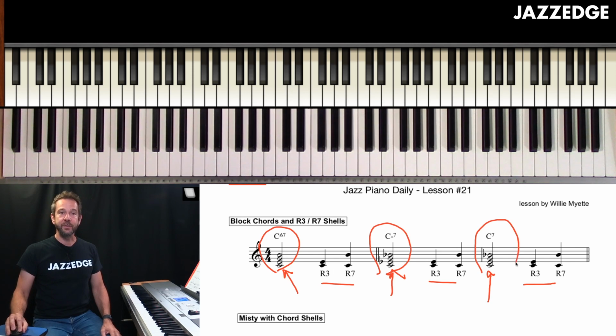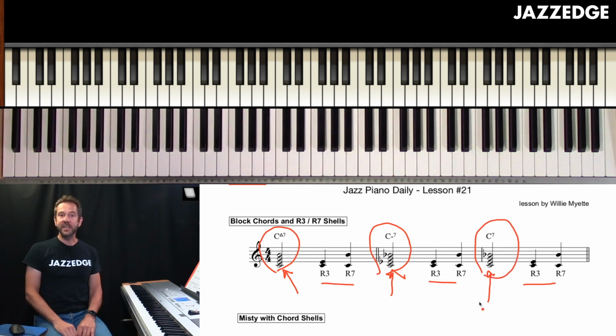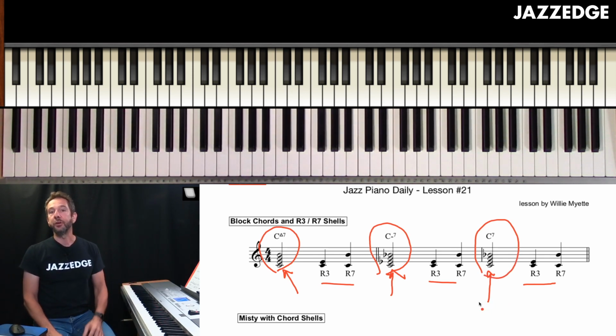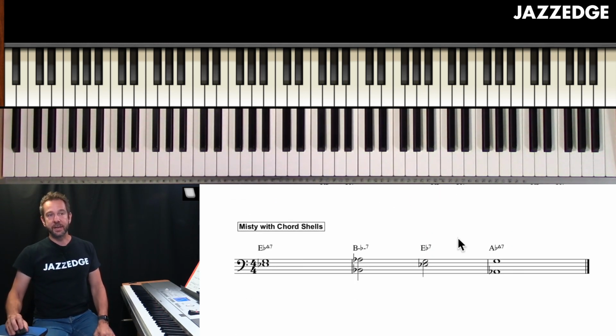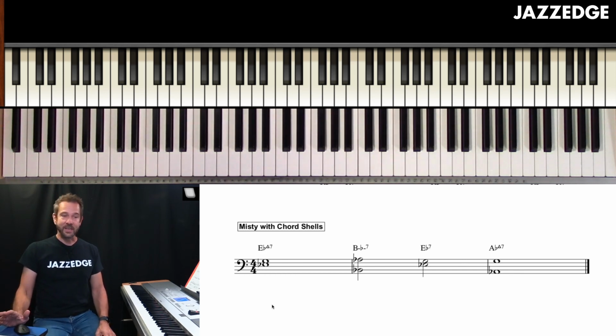Now, since we're going to be focusing on Misty this week and fleshing that out, you can go through the chords from Misty. I already gave you a head start here. In this music right here, that's the first 3 measures. You can go ahead and get started with that.